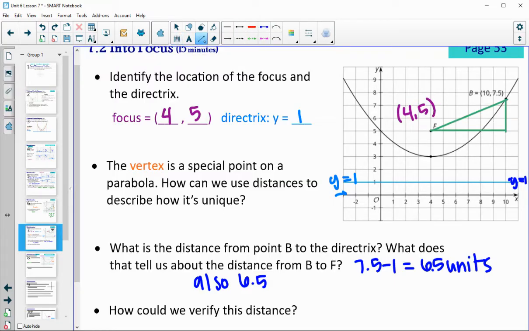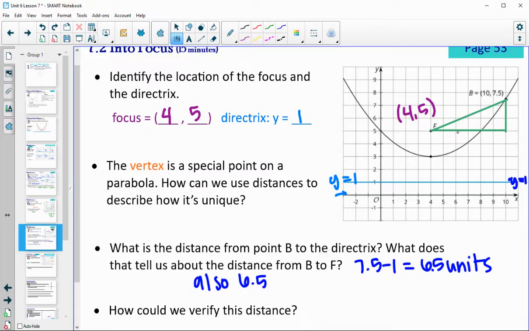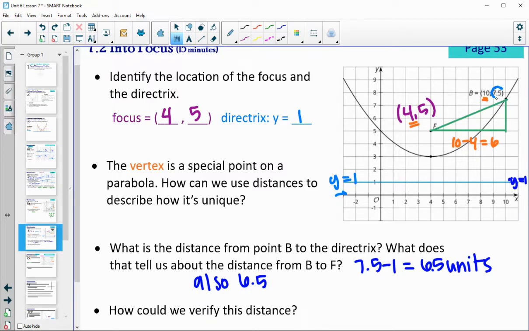So when we go to calculate this horizontal length of the triangle, remember the width of the triangle subtracts the x coordinates. So we can do 10 minus 4 here. You can also count it. And then to get the height of the triangle, we would look at the y values. So 7.5 minus 5. And we would get 2.5 for that height. And again, you could count it, but it's halfway up. But you could get 2.5.